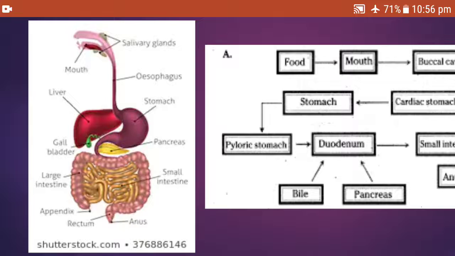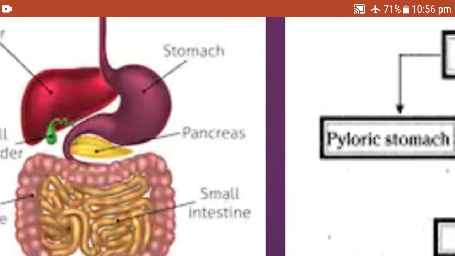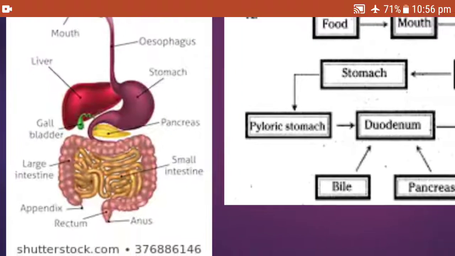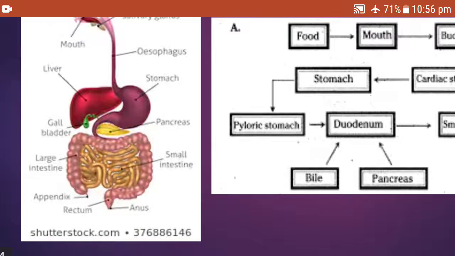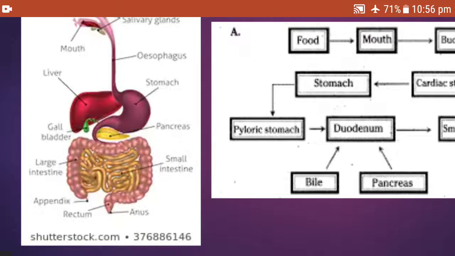The food now passes from the stomach through the curved structure which is called the duodenum. Can you see? Beside the pancreas, the curved structure, it is not labeled here, but it is called the duodenum. The food enters into the duodenum. In the duodenum, the hepatic duct from the liver and the pancreatic duct from the pancreas open into it.